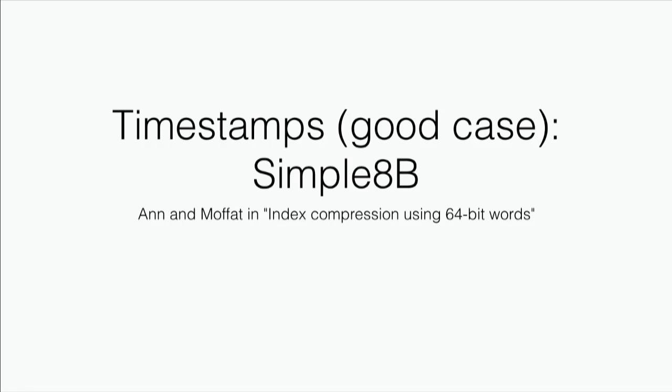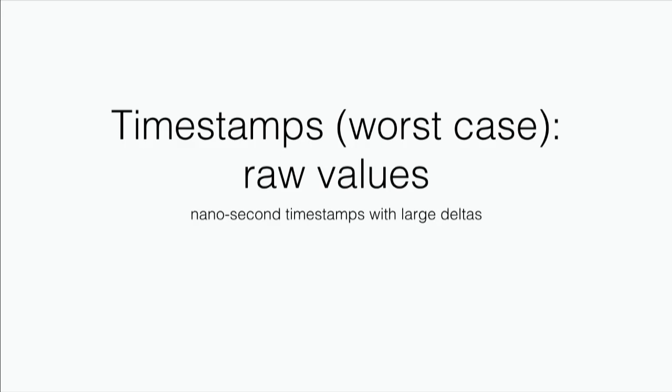If we can't do that, then we jump down to simple8b. Basically, that's if there are variable lengths. There's this paper, Anh and Moffat, index compression using 64-bit words. That's where we ripped it off from, or borrowed it from. And then the worst case is just the raw int64 timestamp values. Because we support nanosecond level precision, if you have random events coming in at nanosecond level precision, but they're spaced really far apart, using delta encoding isn't going to help us at all, right?